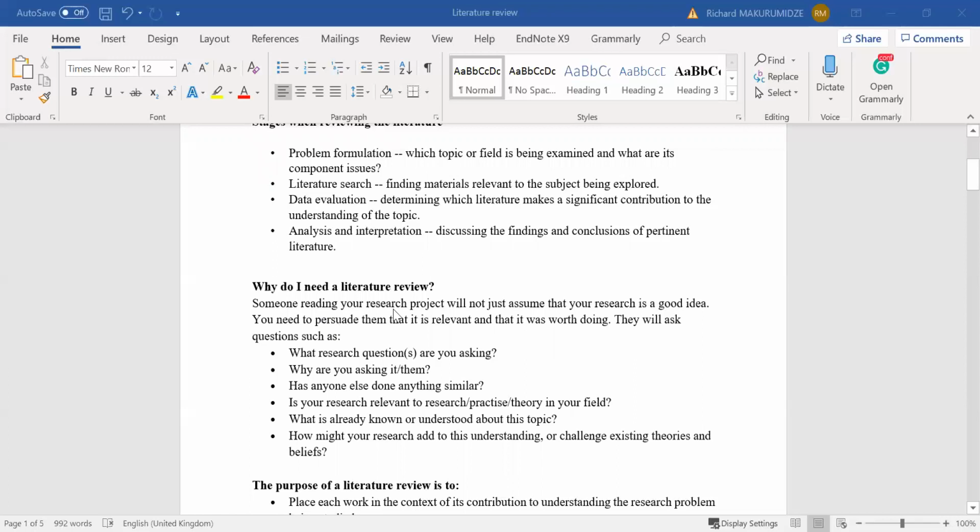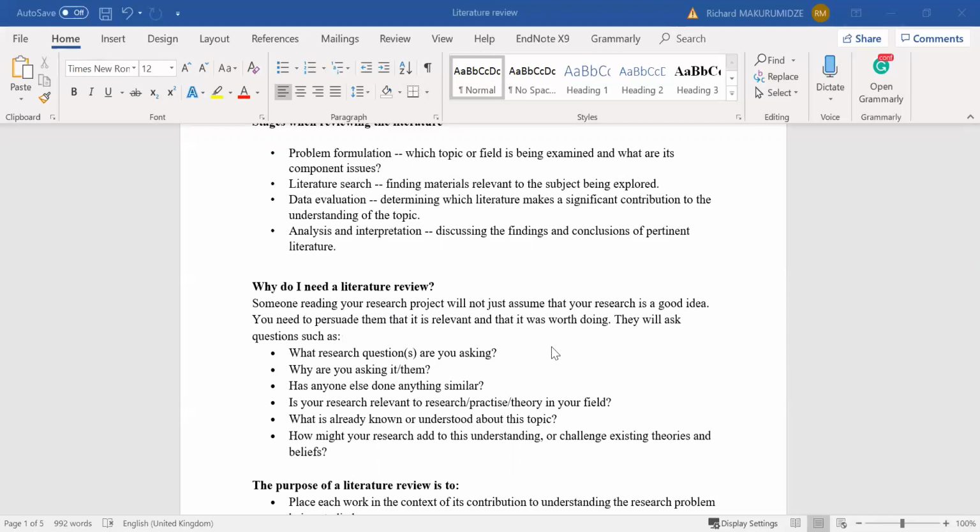Then why do I need to do a literature review? Remember, someone reading your research project will not just assume that your research is a good idea. You need to persuade them that it is relevant and that it is worth doing. They will ask questions like, what research questions are you asking? Why are you asking those questions? Has anyone else done anything similar? Is your research relevant to practice, theory, or research in your field?